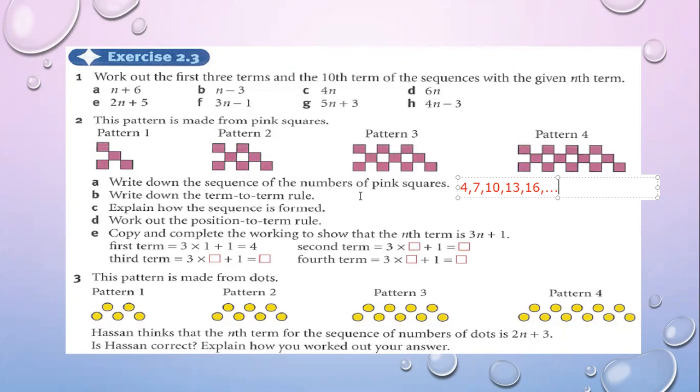Okay. Term to term rule is how many we add all the time? 3. Add 3. So explain how the sequence is formed by adding 3. Okay. So you write here by adding 3, how we make this sequence. Position to term rule. As I told you, for the case of the term, I write 3 multiplied by position number. In this case, we write 3 multiplied by n plus 1, 3n plus 1. Okay, so here is our answer.